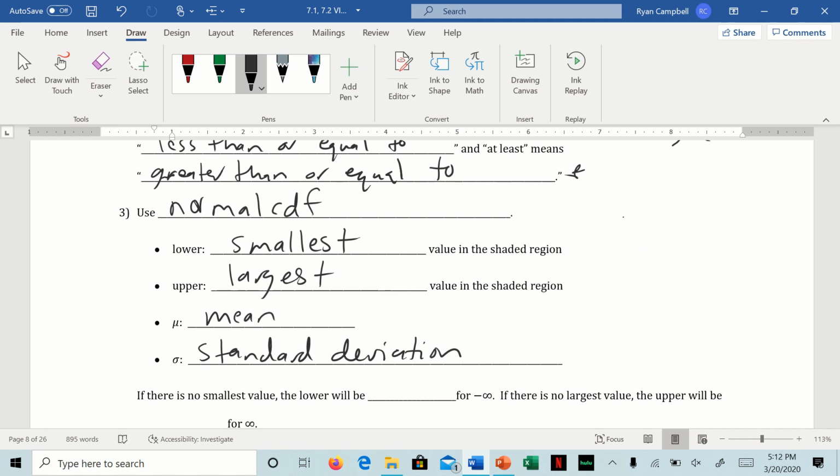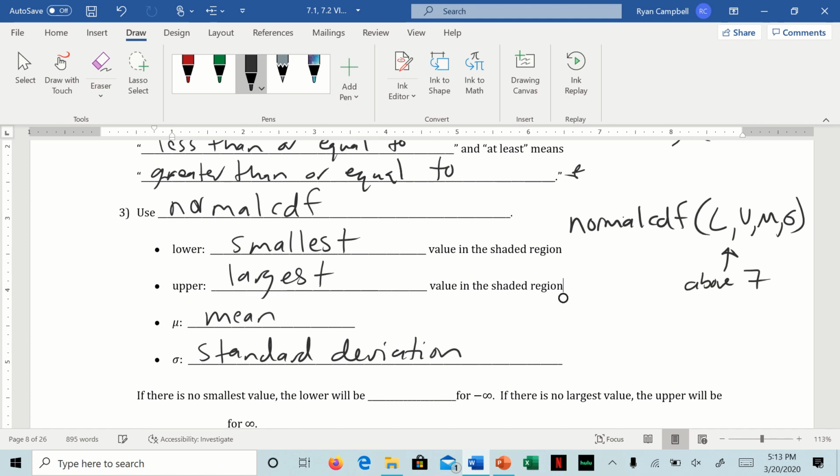Now, if you don't have this, if all you see when you type into your calculator is normal CDF, these are in order. You do your lower, you do your upper, you do your mean, and you do your standard deviation. Make sure you include the comma. Comma is above the 7. So make sure that you do that.